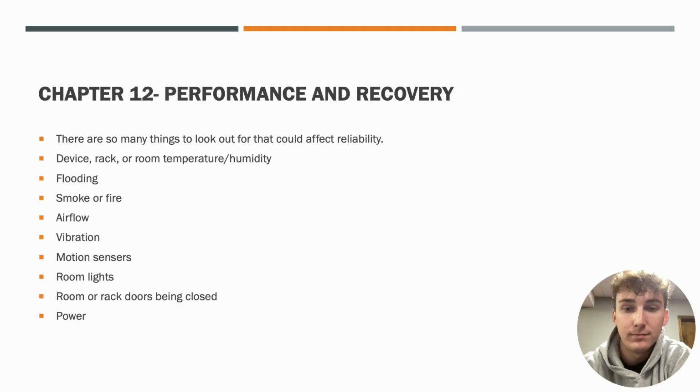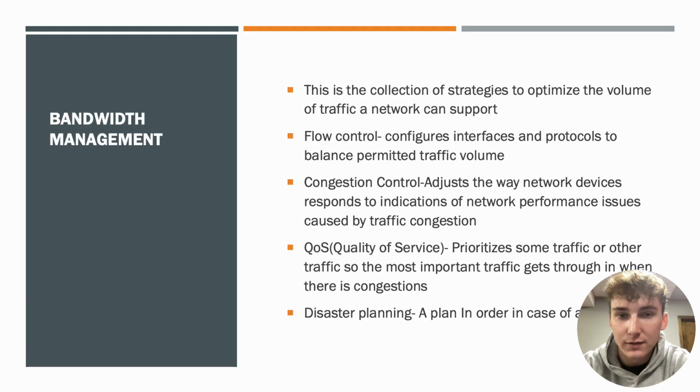So bandwidth management is the collection of strategies to optimize the volume of traffic a network can support. So there's flow control, which configures interfaces and protocols to balance permitted traffic volume. Congestion control adjusts the way network devices respond to indications of network performance issues caused by traffic congestion. There's also quality of service, which prioritizes some traffic over other traffic, so the most important traffic gets through when there is congestion. And disaster planning is very important because disasters happen, so your company needs to have a plan in order to restore after a disaster might happen.